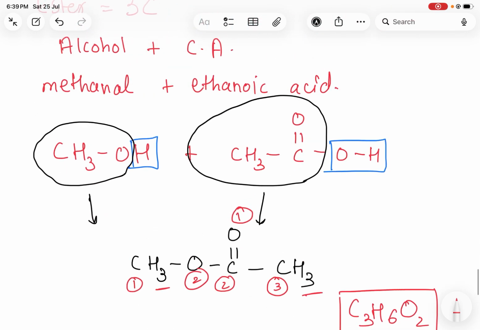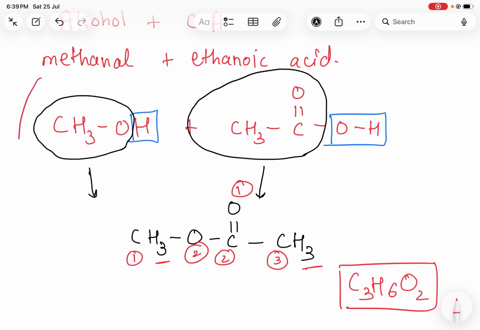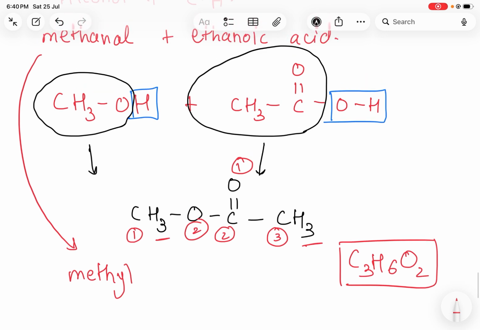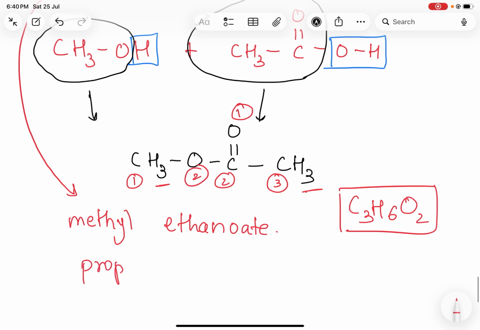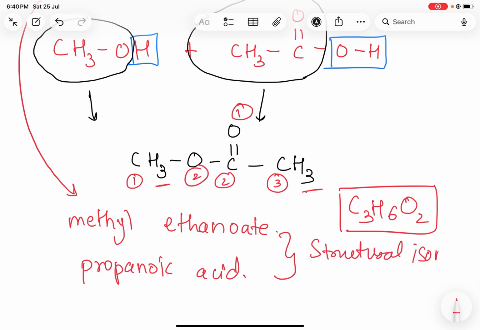So I'll just write the name of this compound here. The methanol becomes methyl, and the ethanoic acid that I have, it will just have ethan. I'll not consider oic acid, okay? And the name ending of ester is oate. So methyl ethanoate and propanoic acid are structural isomers of each other.